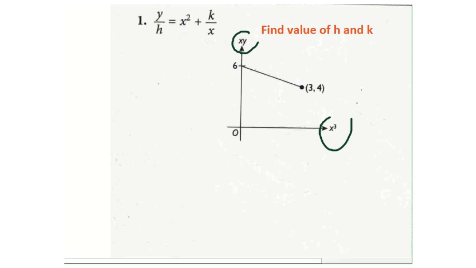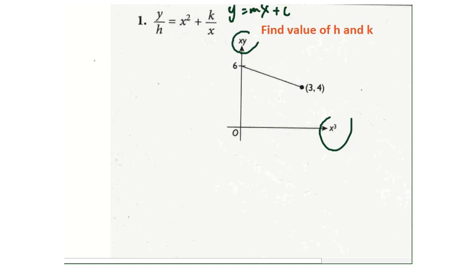Now, the equation y over h equals x squared plus k over x is non-linear. Why is it non-linear? Because in this graph we have a straight line graph, and a straight line is linear. This graph becomes linear when the x-axis is x cubed and the y-axis is xy. When you refer to the question, it is based on y equals mx plus c. The value of y is not xy, but it is y over h.